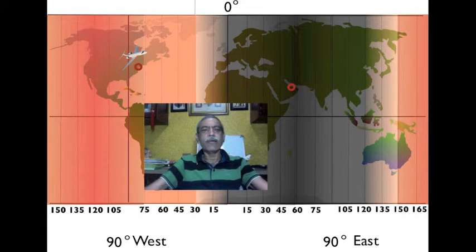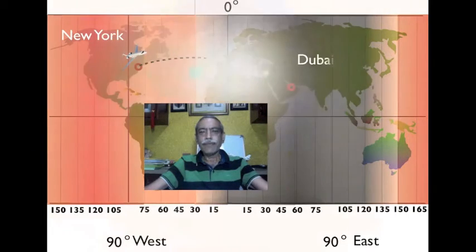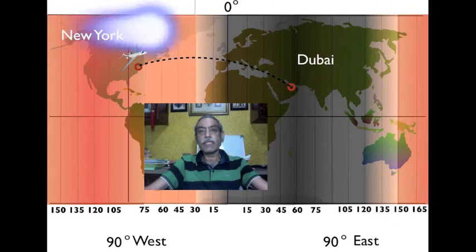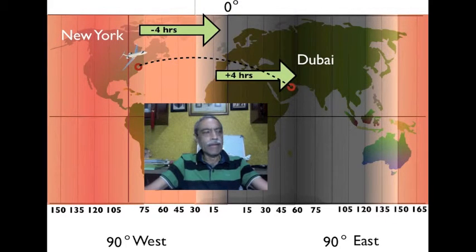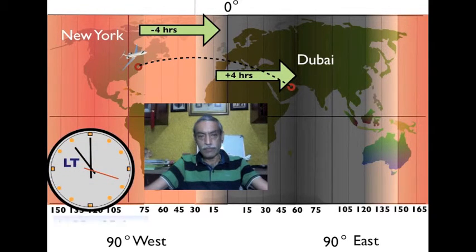Okay, let's see one more example. This time the flight is from New York to Dubai. Just to give you some record, New York is about 4 hours behind the UTC, and Dubai is about 4 hours ahead of UTC. Therefore, the time difference between New York and Dubai is a total of 8 hours. So let us assume an aircraft is due for a flight from New York to Dubai, and the takeoff is at 11 a.m. on 5th August in New York.